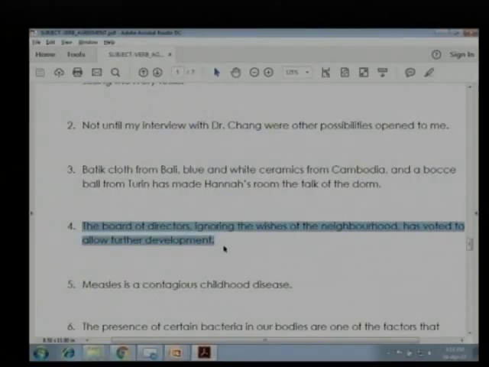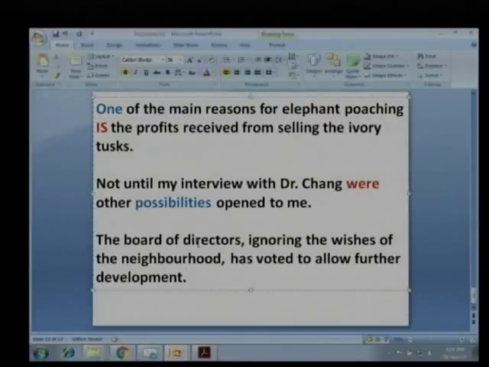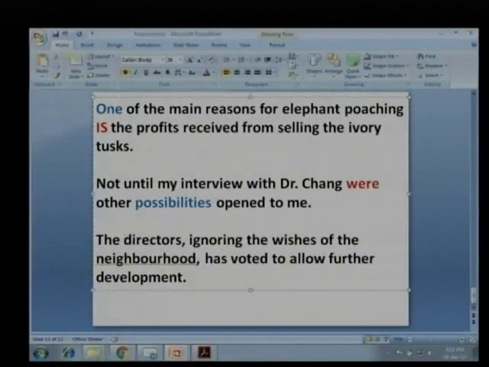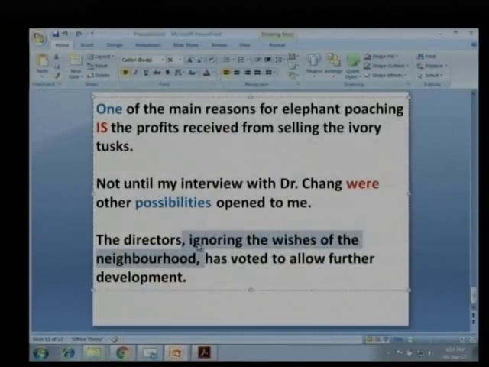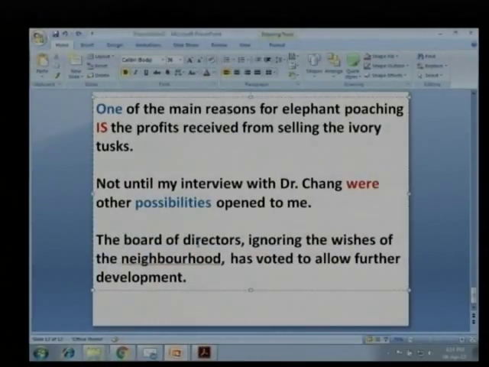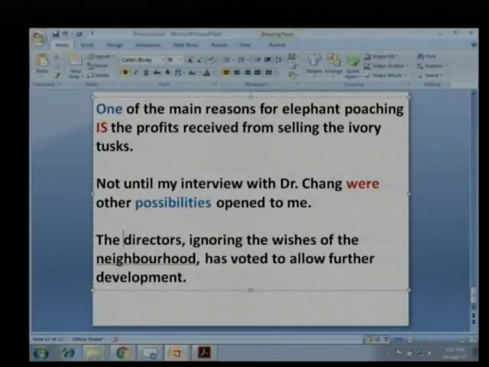Next question. The board of directors, ignoring the wishes of the neighborhood, has voted to allow further development. Now please pay closer attention. If I say the directors and I remove this, the directors, then I will say have voted to allow further development. But in between I have lot of words and it's the board of directors. When I am using the, that means it's a specific one and the board is singular. The board of directors, ignoring the wishes of the neighborhood, has. Since this is singular, I will use HAS. But in case if I have directors, the directors, ignoring the wishes of neighborhood, have voted to allow further development.